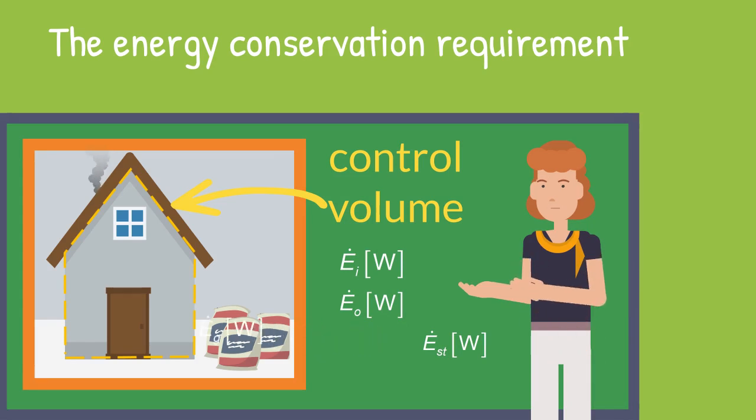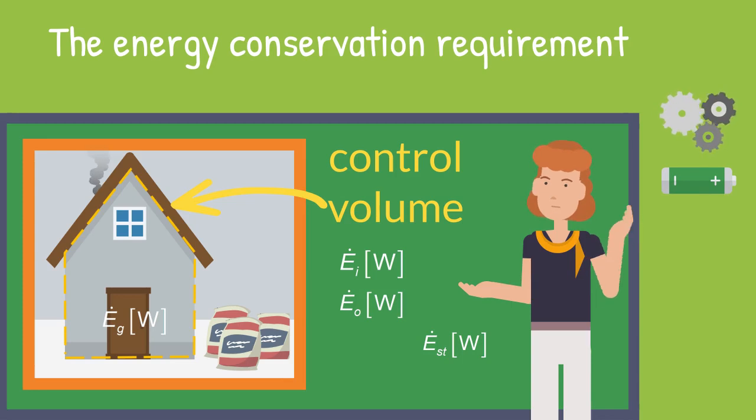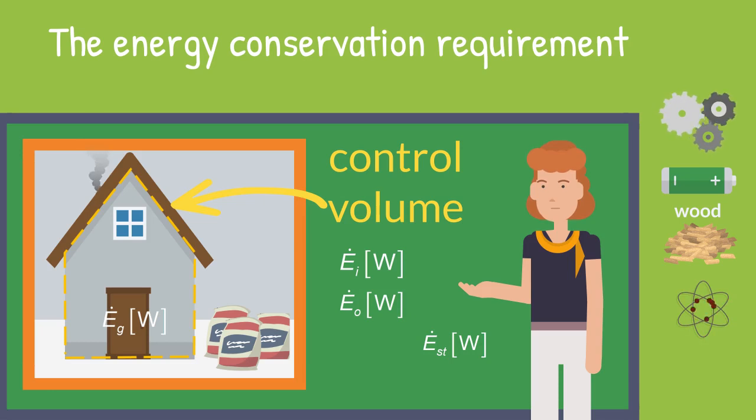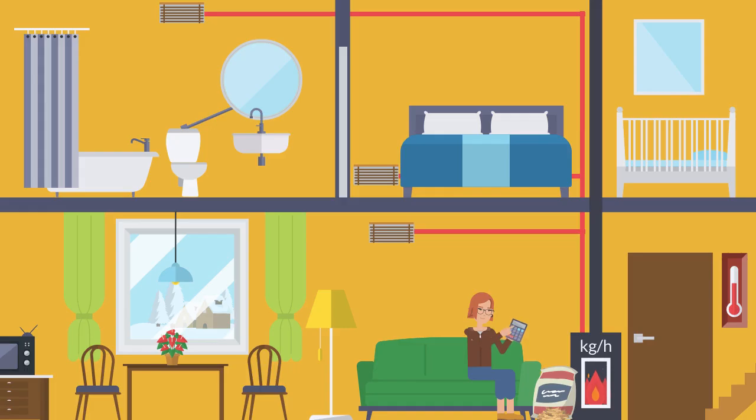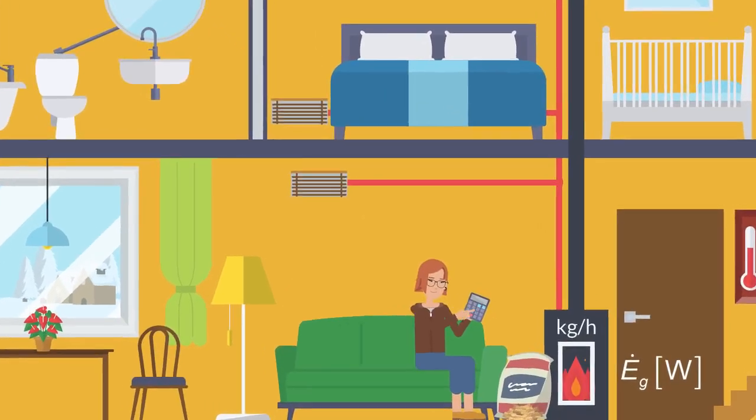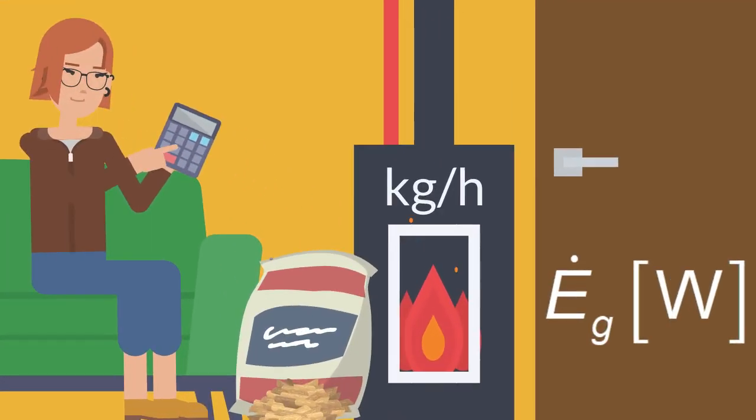The internal generation of energy per unit time, e.g., is due to the conversion of any other form of energy, such as mechanical, electrical, chemical, nuclear, or electromagnetic, into thermal energy. In the example of your house, the combustion of firewood is a conversion of chemical energy into thermal energy thanks to the enthalpy of the combustion reaction.